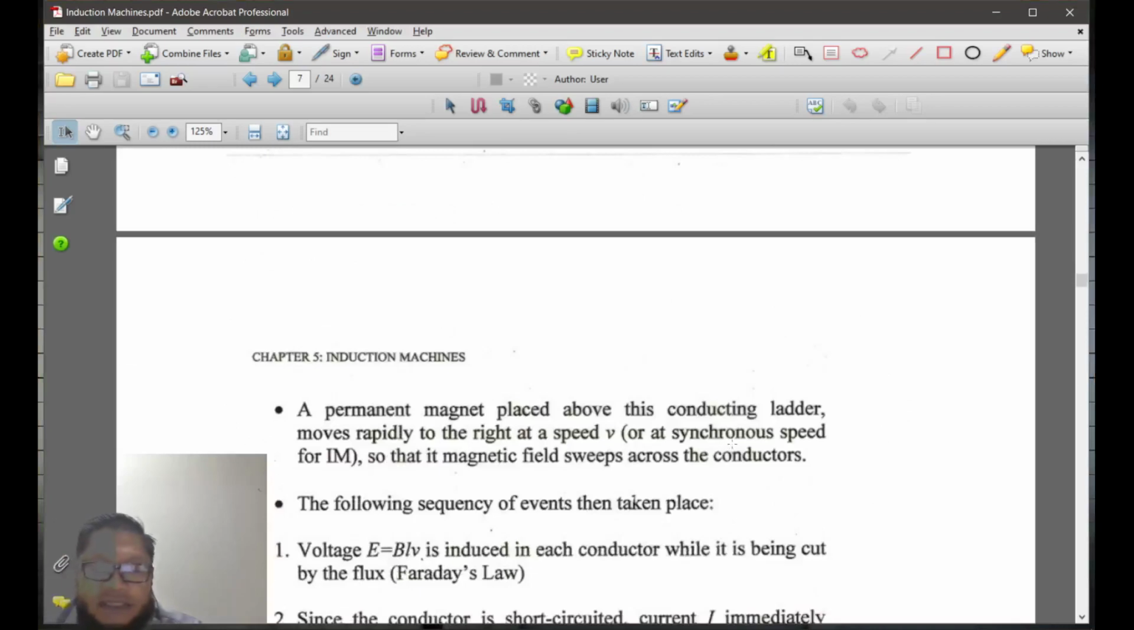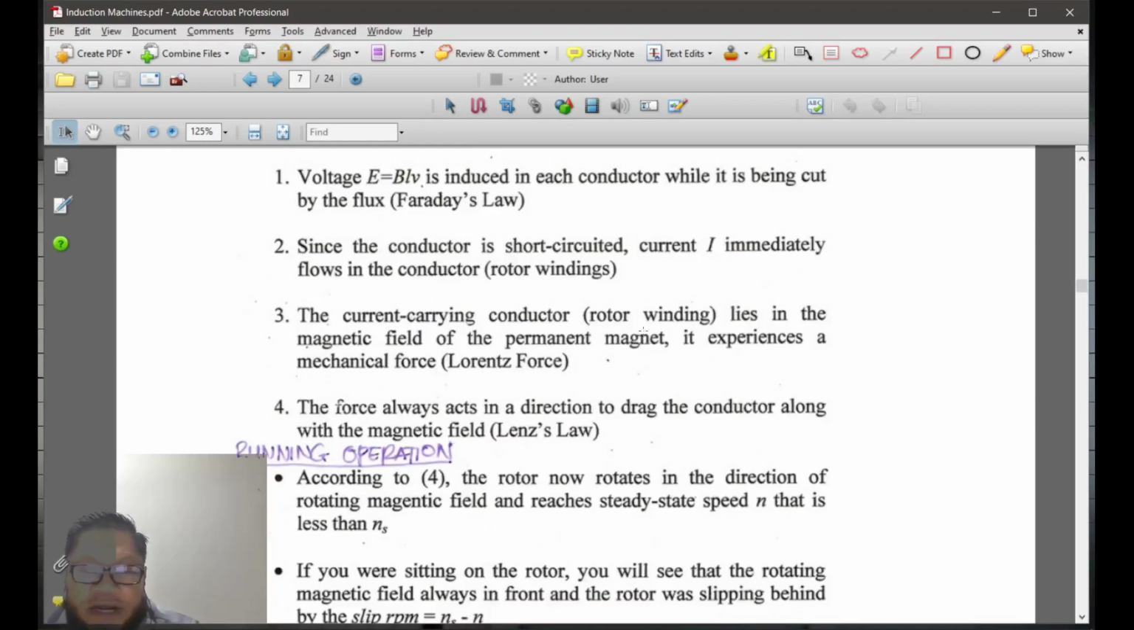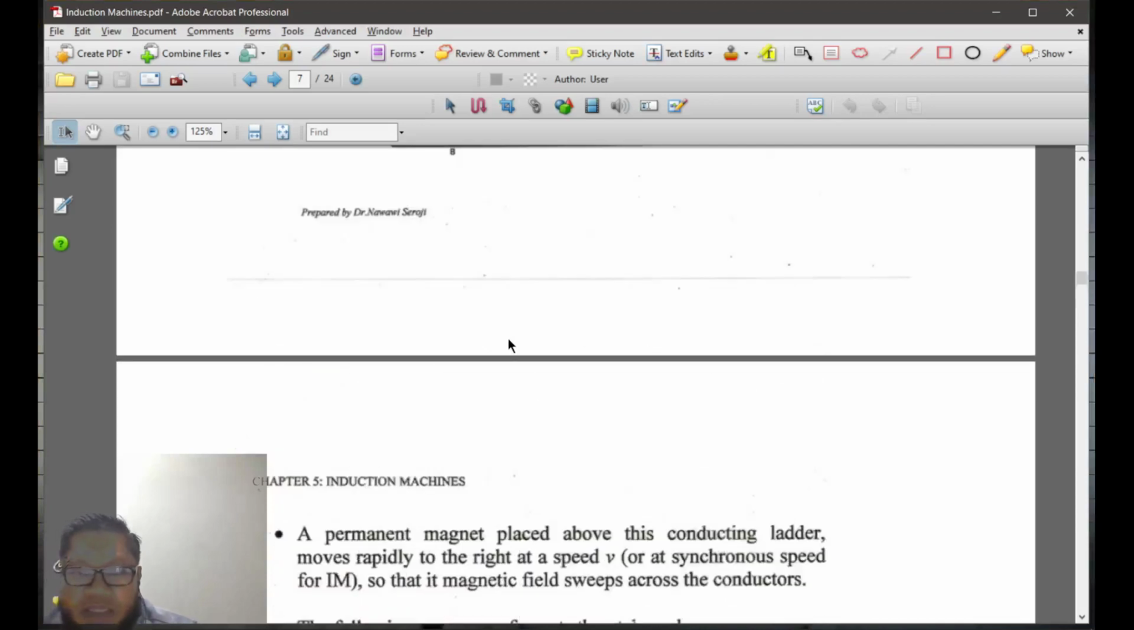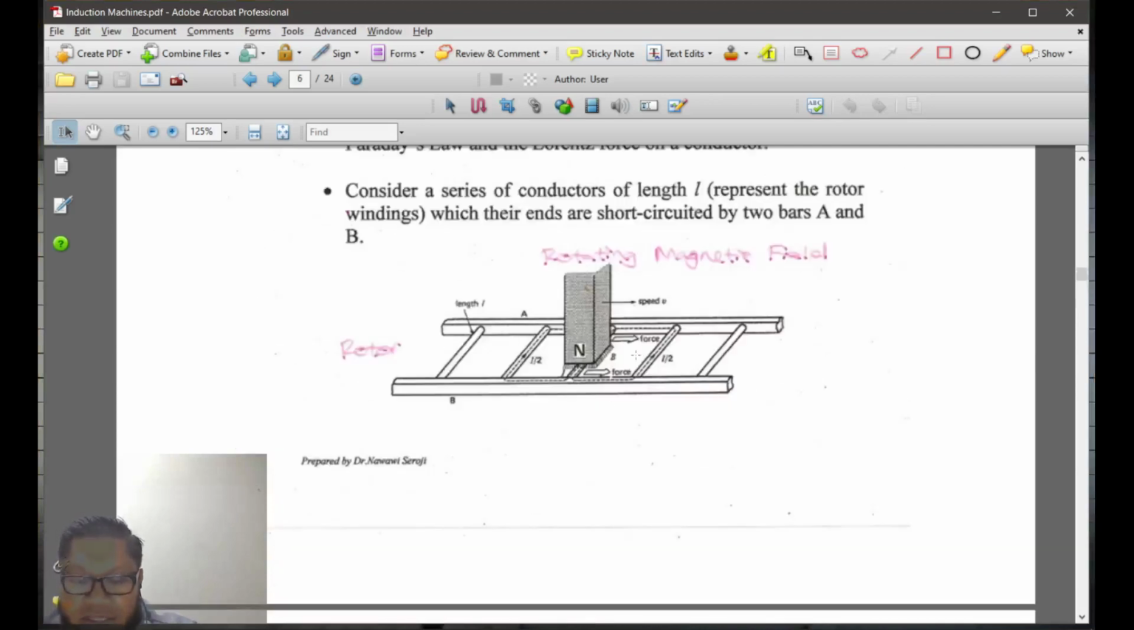Okay, and the current carrying conductor lies in the magnetic field, the rotating magnetic field. So that experiences a mechanical force. Because of the Lorentz force, the conductor here will experience some force and it will be dragged.